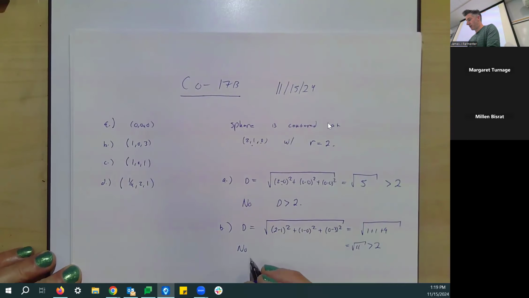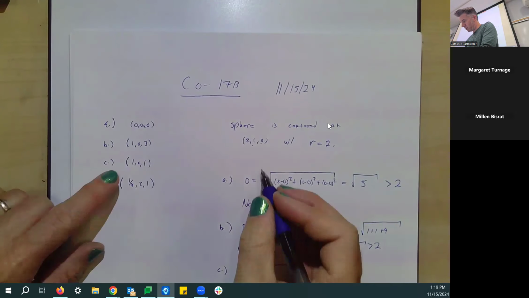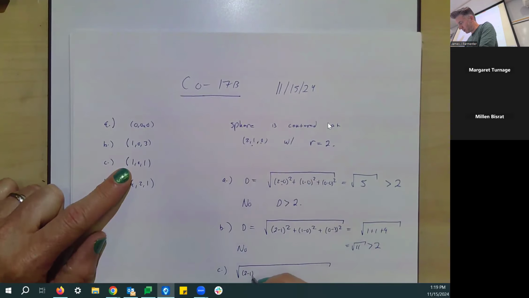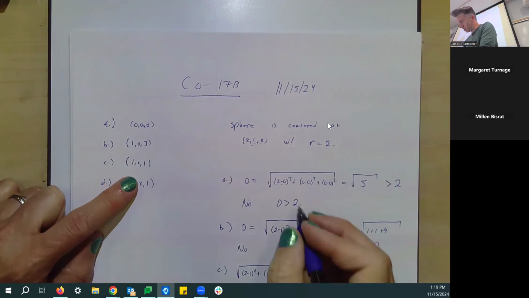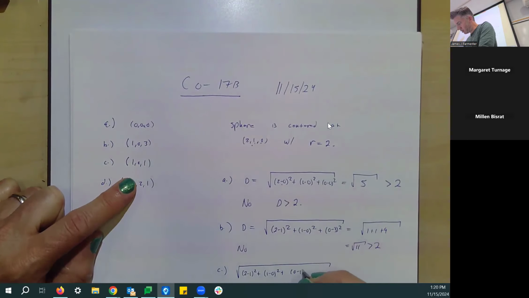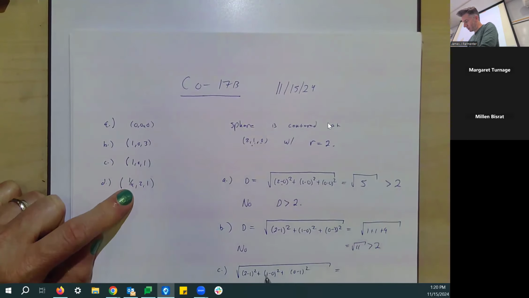What about the next? I think the next one's going to be a yes. So for the next one, the distance between those two points is going to be (2 minus 1) squared plus (1 minus 0) squared plus (0 minus 1) squared, which looks like it's going to be the square root of 1 plus 1 plus 1, which is less than 2. So yes.